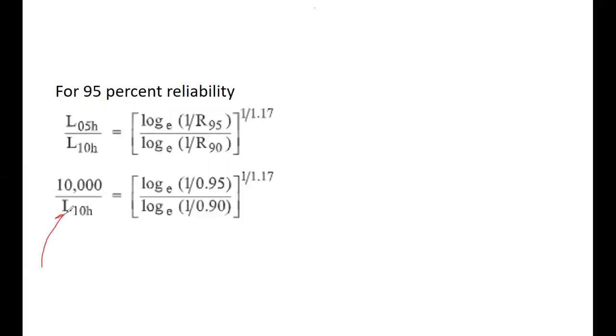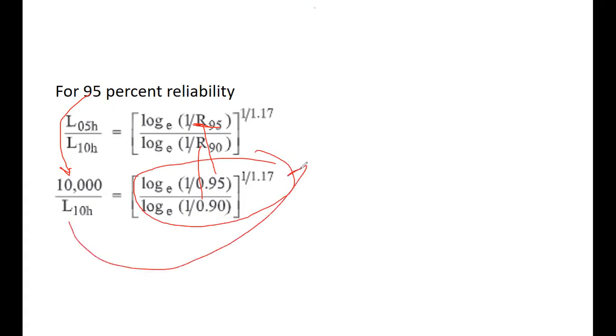In numericals, they'll tell you to find out the rating life if the life at 95% reliability was 10,000 million revolutions. I've just taken one random value. If it is asked that life at 95% reliability was 10,000 million revolutions, then find out the life at 90% reliability. Then you will put the value of life at 95% reliability, which is given, 10,000. You will put here 0.95, and here 0.90. You'll do this whole simplification.